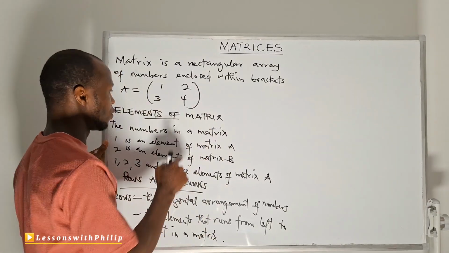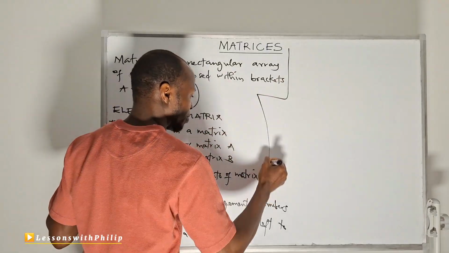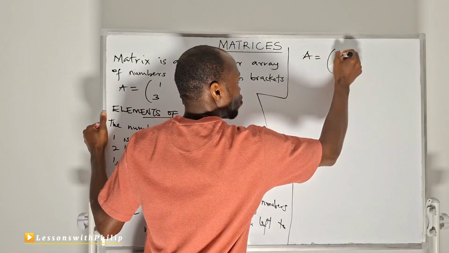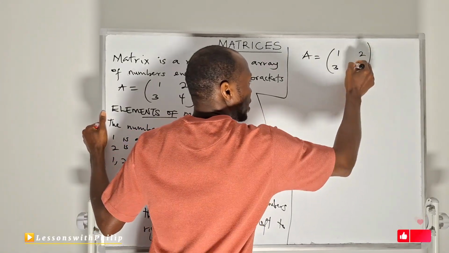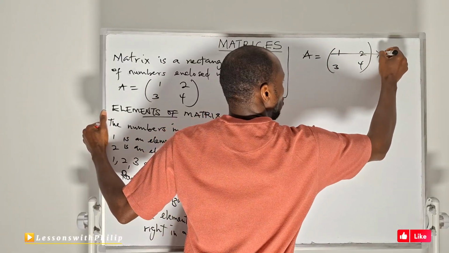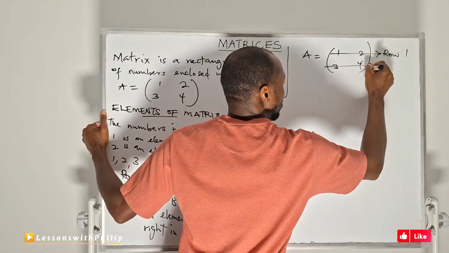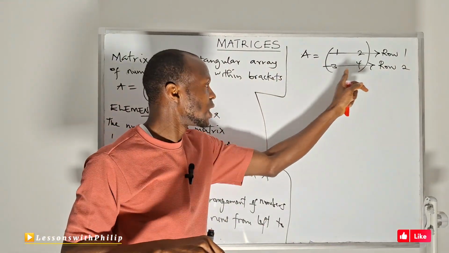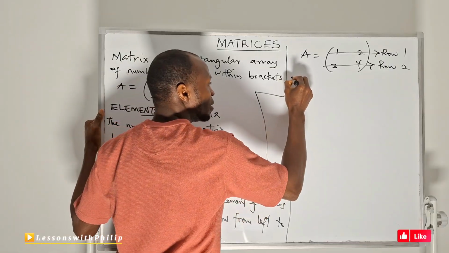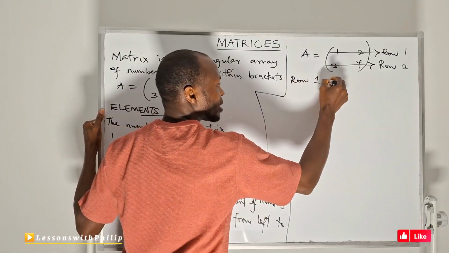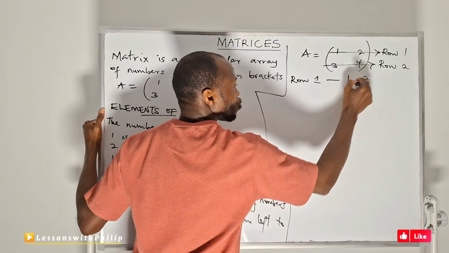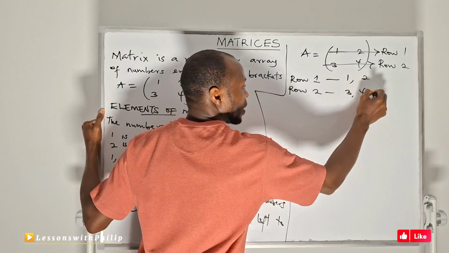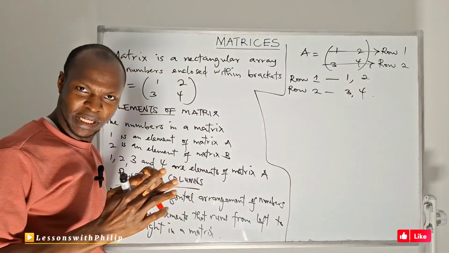For example, if you check this example of a matrix we have here, which is 1, 2, 3, and 4, this element here is known as a row, and that will be my row 1. This one will be my row 2. This particular matrix has 2 rows. Row 1 has 2 elements, 1 and 2, and row 2 has 2 elements, 3 and 4. Do you understand? Do you get to that point?